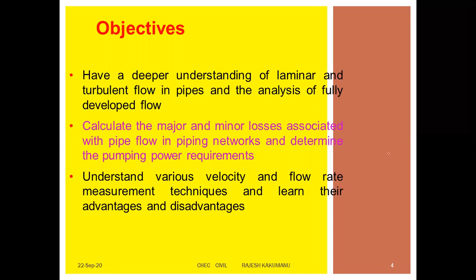Next one is how to calculate the major and minor losses in a pipe with respect to laminar and turbulent flow in piping networks, and determining the pumping power requirements, how the pumping power requirements are associated whenever you are using laminar and turbulent flows in pipes having major and minor losses. The next one: understand the various velocity and flow rate measuring techniques, and learn their advantages and disadvantages.